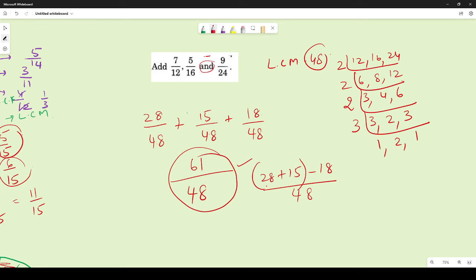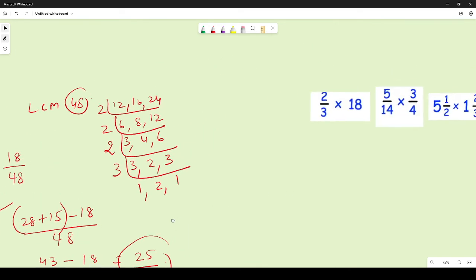So we will add this 28 and 15. It becomes 28 plus 15 is what? 43, right? So 43 minus 18. 43 minus 18 by 48, and that will give you the answer 25 by 48. That shall be your answer. So please remember that before you are adding or subtracting, always convert them into like fractions.